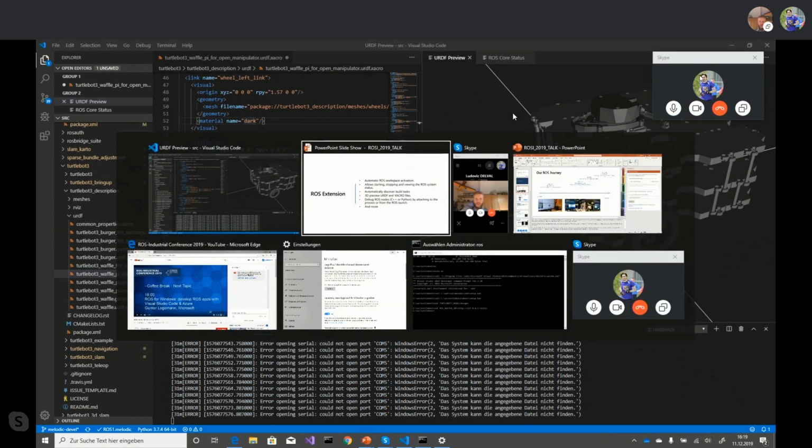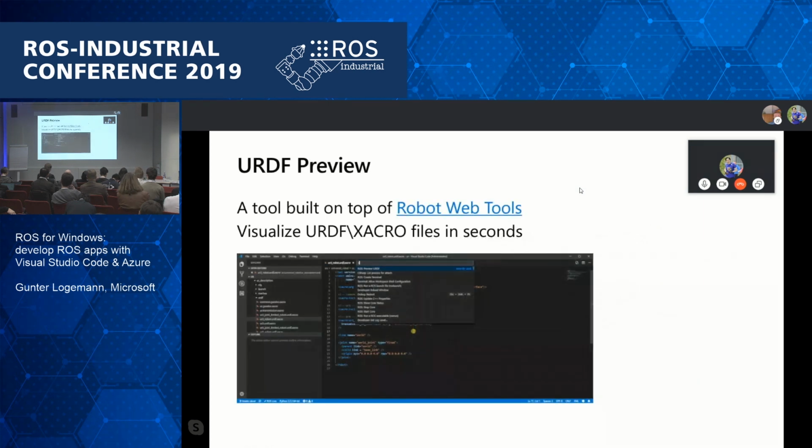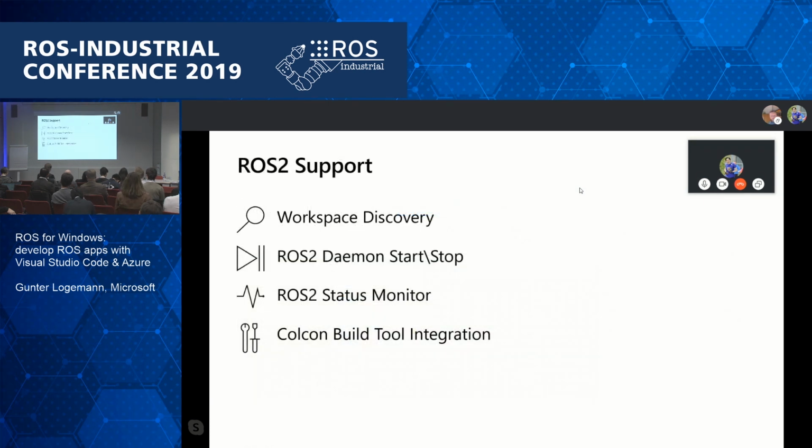Okay, switching back. So yeah, this is what I actually showed. It allows you starting and stopping of the ROS system. It detects your ROS workspace automatically. We have the 3D preview for URDF models, and it also allows you to debug C++ and Python code directly out of this Visual Studio environment. So there's more to come. We will build in ROS 2 support very soon. It's available as a preview right now, so you can expect what you just saw in ROS 1 to work in the same way for ROS 2 as well.